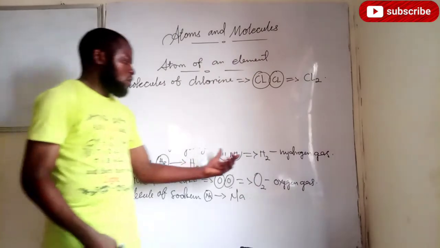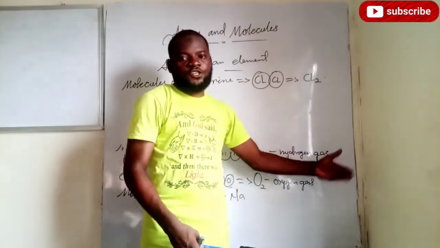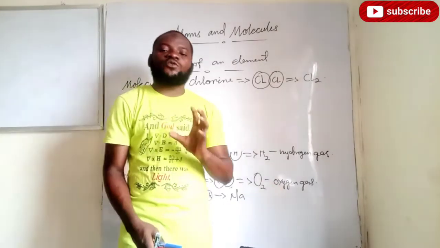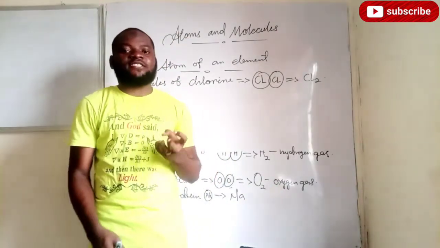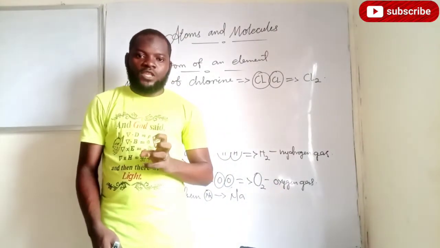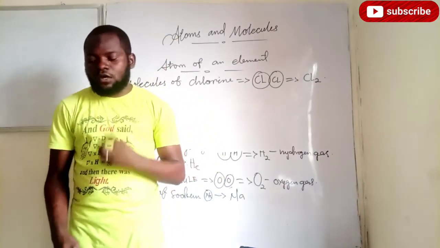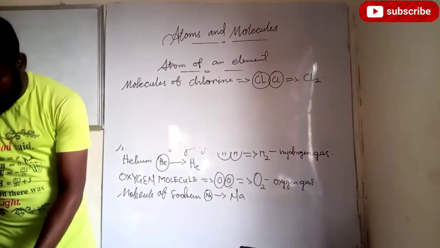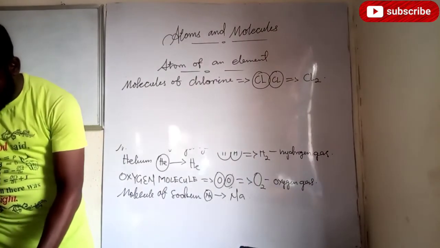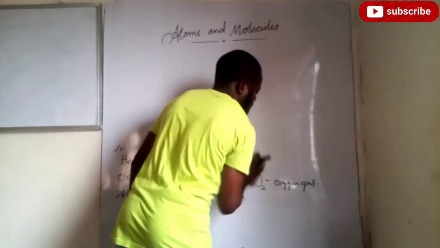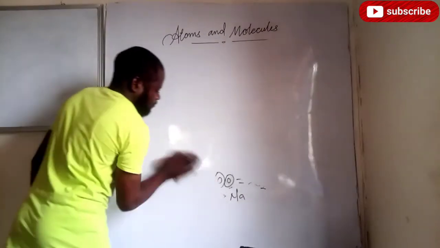Now, how do we know about this? For us to know the number of atoms that is going to make up a molecule of a certain element, we need to understand the atomicity of that particular element. Are we together now? We need to understand the atomicity of the element. Now, what is atomicity? Let's look into that now.